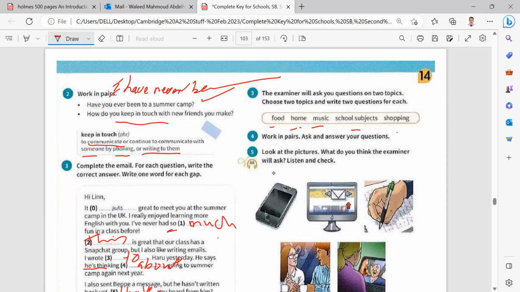For example, Sarah, I'll ask you about shopping. I'll give you 2 questions about shopping. So let us talk about shopping. How often do you go shopping? Do you go shopping every weekend? Do you go shopping every month?